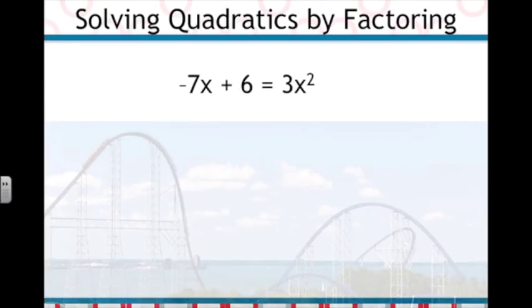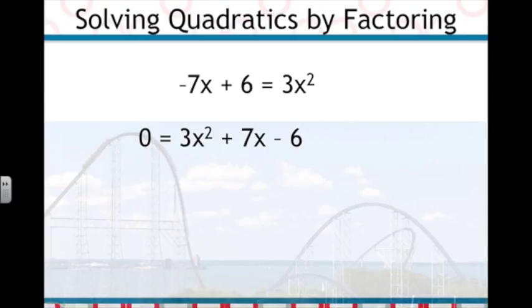For this example, negative 7x plus 6 equals 3x squared, we again need to get it equal to 0. Even though there are two terms on the left and only one on the right, remember we want to keep the 3x squared positive, so we're going to leave it there on the right and add 7x to both sides, then subtract 6 from both sides to get 0 equals 3x squared plus 7x minus 6. Notice everything's on one side and the x squared is positive.